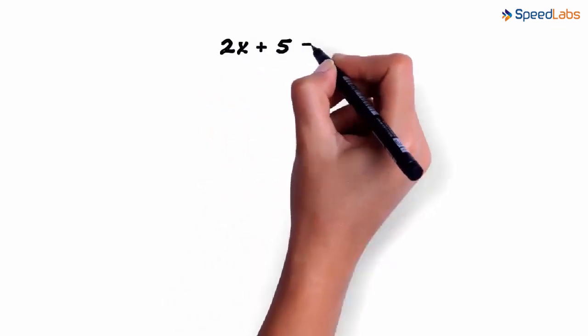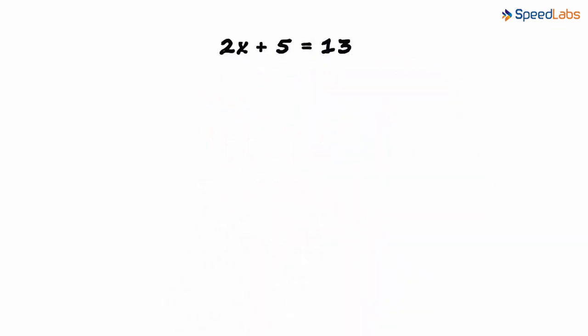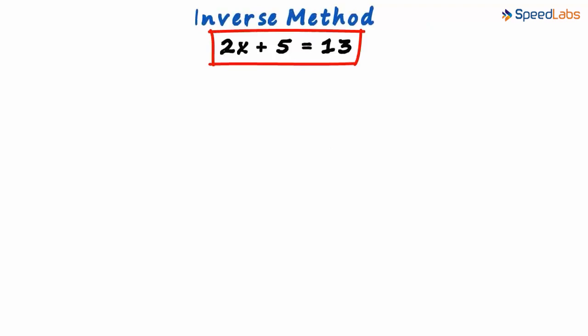Say we want to solve the equation 2x plus 5 equals 13. How do we use the inverse method to solve this equation? Remember, when we have to solve such equations, our aim should be to keep only the variable on the left-hand side. We have to eliminate everything else. So our first task should be to eliminate 5. So we will have to subtract 5 from the left-hand side.